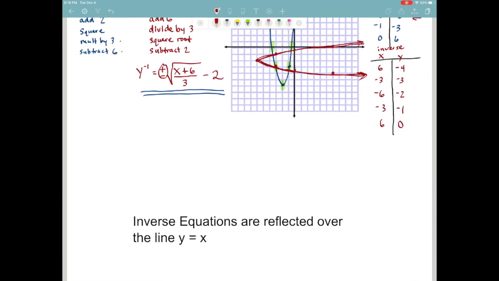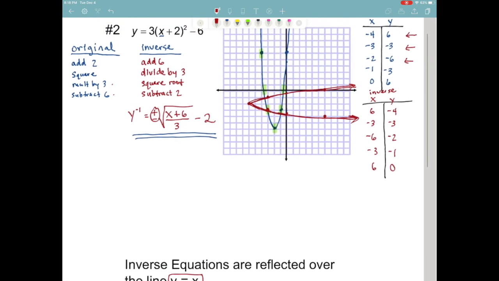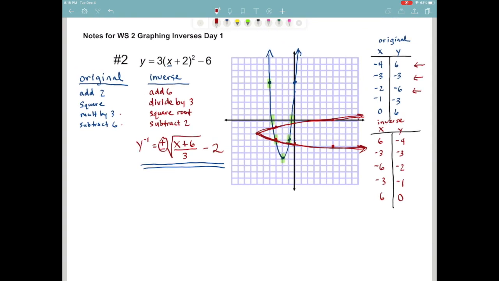Next thing we want to talk about here is symmetry. Inverse equations are always reflected over the line y equals x. Remember, that's a line where our slope is 1, and our y-intercept is 0. I'm going to graph that line in here. Let's pick a color that might stand out. Let's do pink. We should be going up right through the origin. Boom, right through there, right? Our line has a slope of 1.